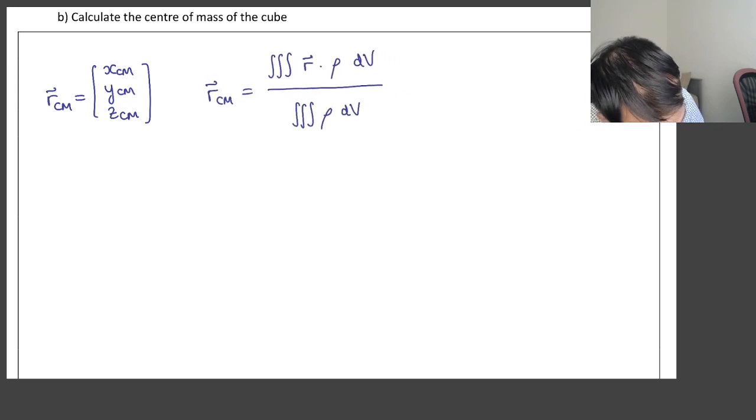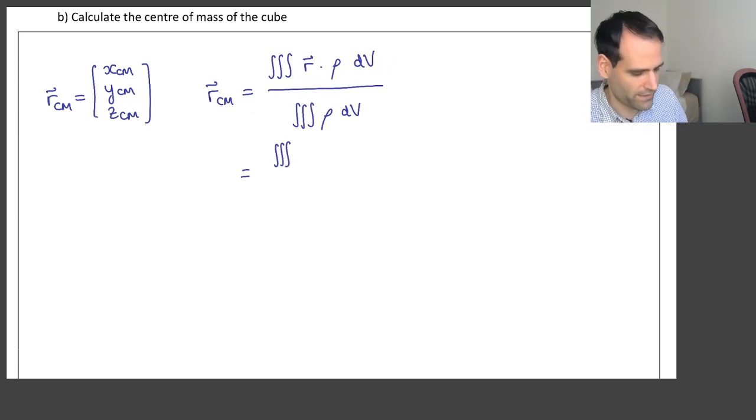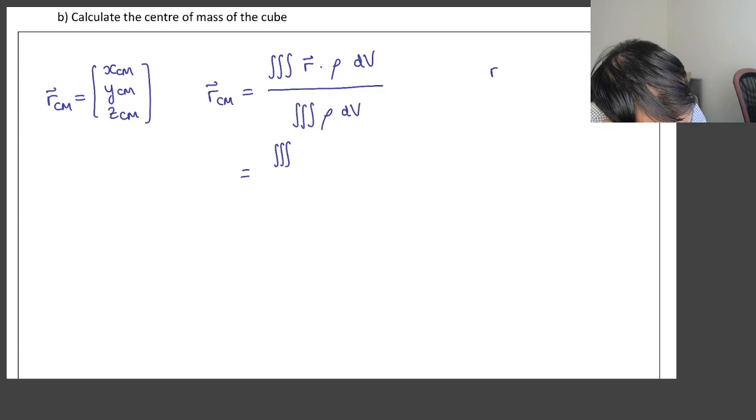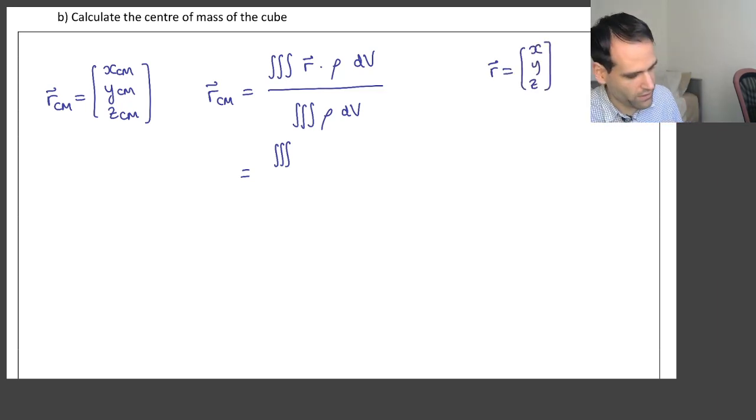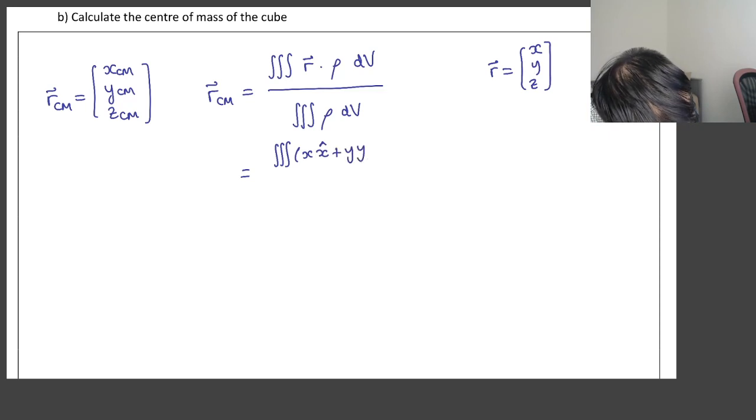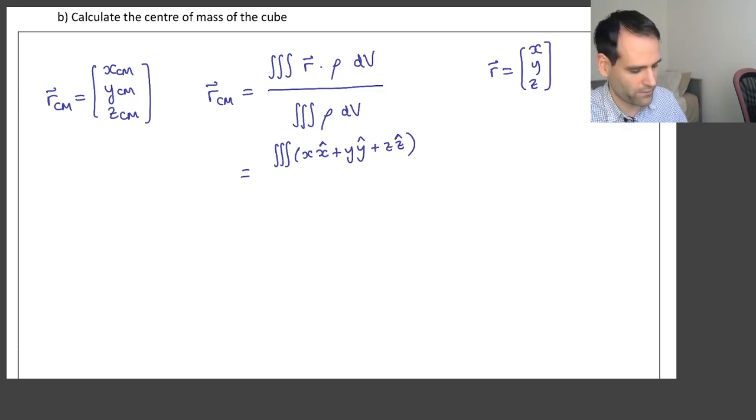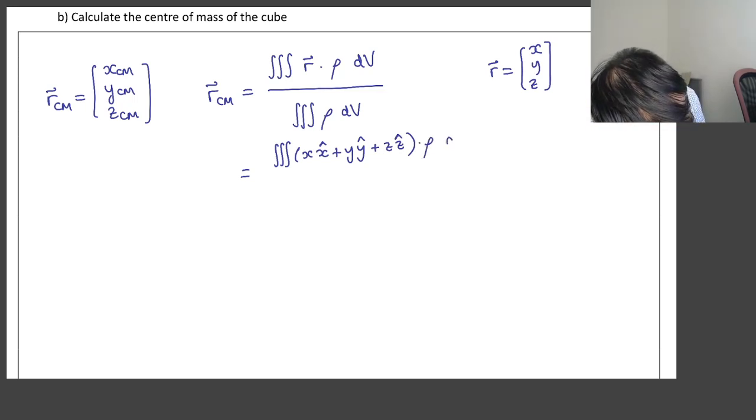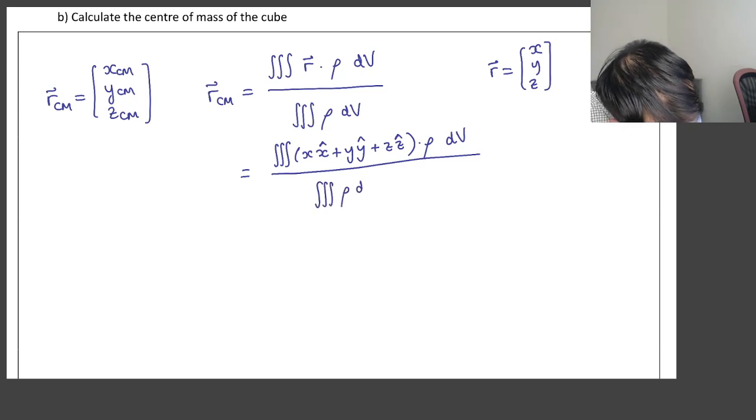Let me move this a little bit to the side. We can write this as the triple integral of the position vector, which is a vector that is x. So the position vector is this vector, x, y, and z, okay? Or if we write it in terms of the basis vectors, this is x times x hat plus y times y hat plus z times z hat. Okay, that's the r vector times rho dV divided by the triple integral of rho dV.